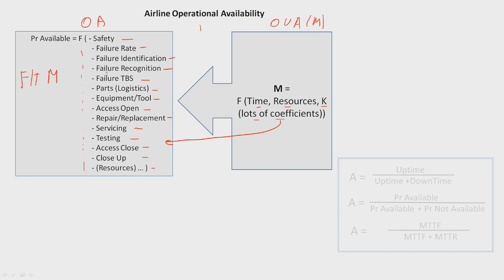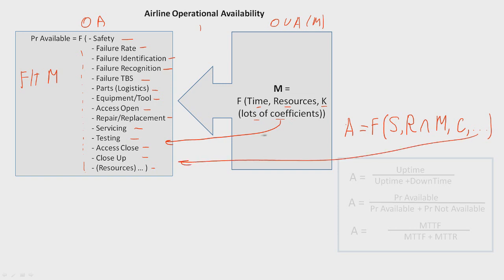Let's simplify these functions now. What we said is that operational availability equals a function of, number one, safety, which is always first. Now I'm going to use a Boolean algebra operator: reliability in conjunction with maintainability, cost, etc., etc., etc. Safety, reliability, maintainability, and cost are more or less clear. What about the etc., etc., etc.? These points are based on the list from this OA and OUA, based on your business model and your experience.